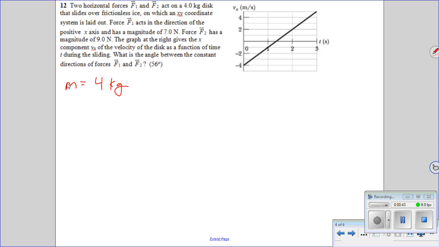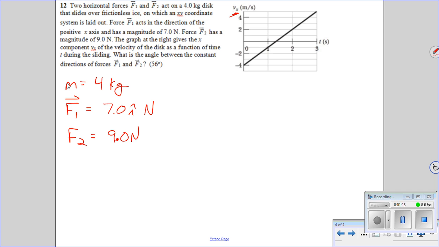So we know that force 1 acts in the direction of the positive x-axis and has a magnitude of 7.0 newtons. So that's this, 7.0 i newtons, right? Force 2, we don't know the direction of it, but we know it has a magnitude of 9 newtons. It's a decimal there. Now, the graph at the right gives the x component. This is huge. It's the x component of the velocity as a function of time.